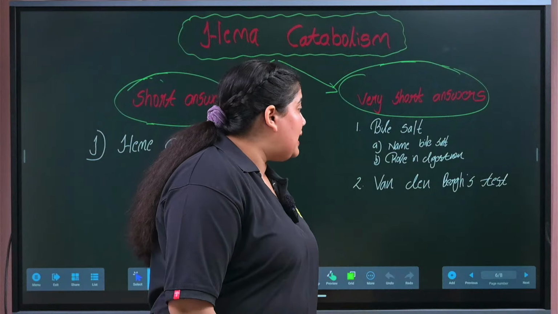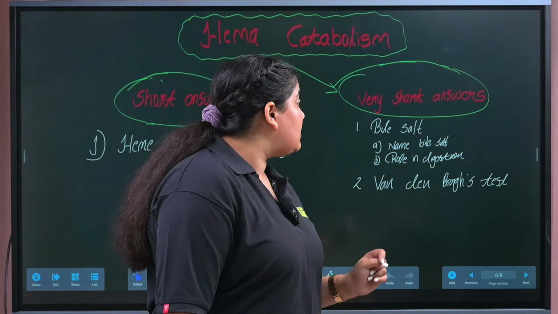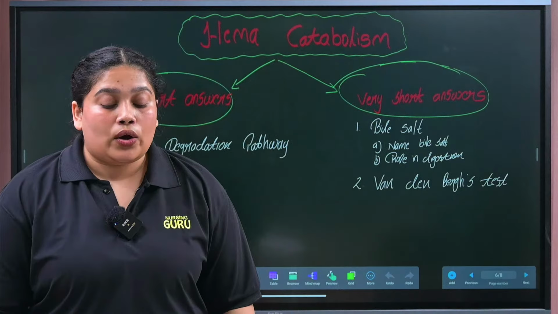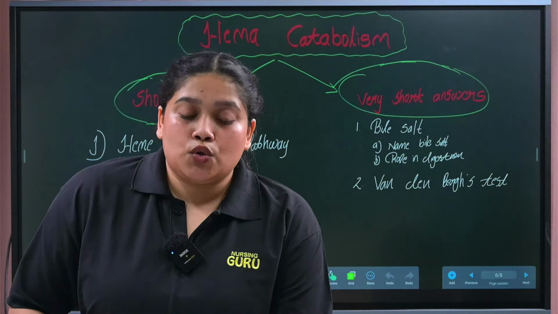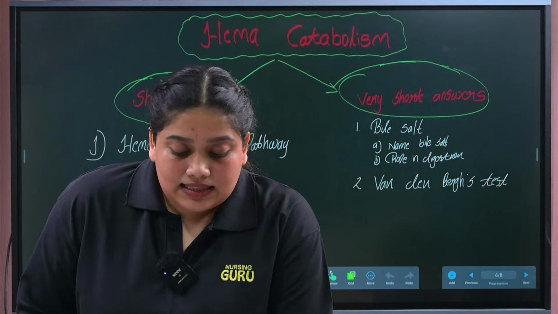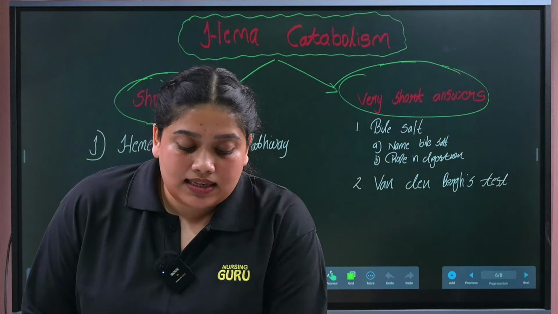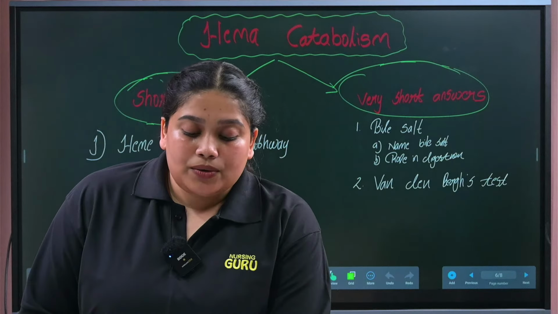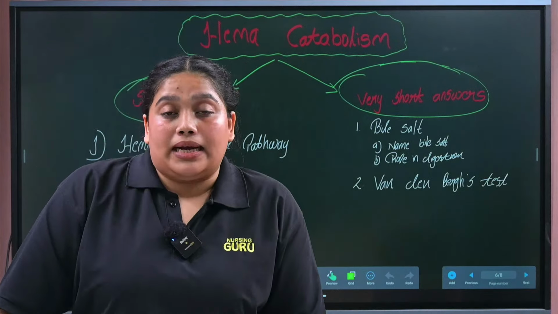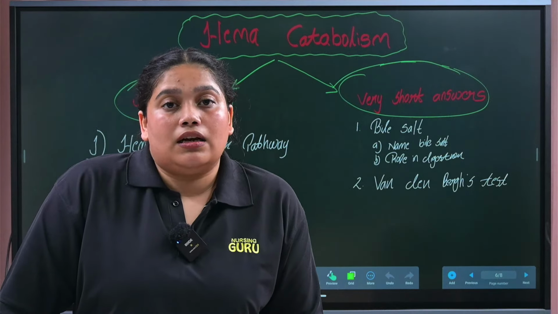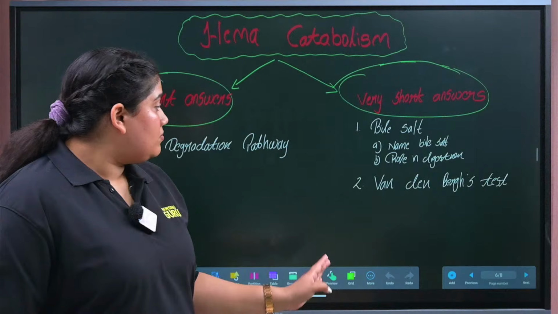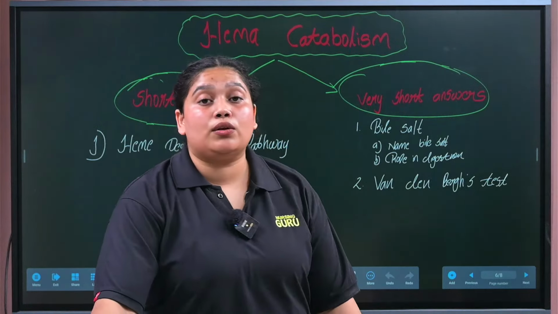The first one, bile salt. In that you have to mention the names of bile salts and their role in digestion. Mainly I will give you two bile salts: cholic acid plus glycine, that is equal to glycocholic acid, and second, cholic acid plus taurine, that is taurocholic acid. These two you can mention for bile salt and mention the role of these two. Role means you have to include the functions also.